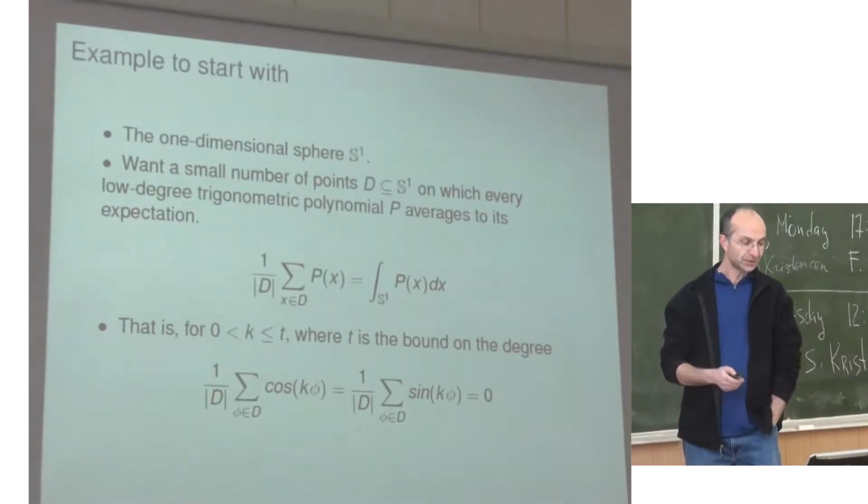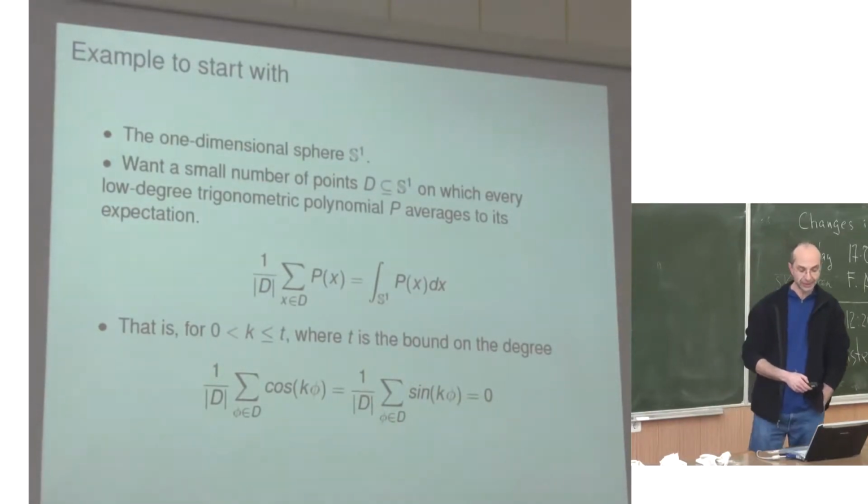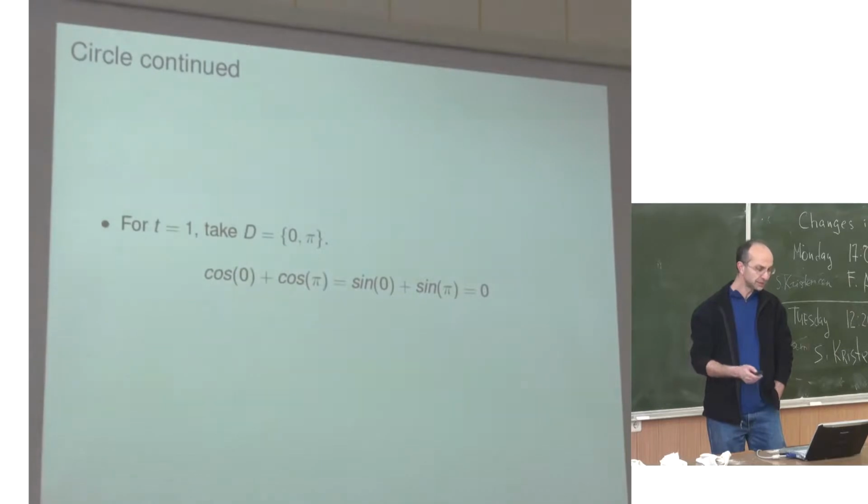Of course, the constant functions satisfy this trivially. So what we need, for any k between 0 and t, the upper bound of the degree of the polynomial, is for both cosine k phi and sine k phi to average to 0. And we want the smallest number of points for which this holds, and it's easy. For t equals 1, only for sine and cosine, we can take our set of points to be 0 and pi. We have this trigonometric identity.